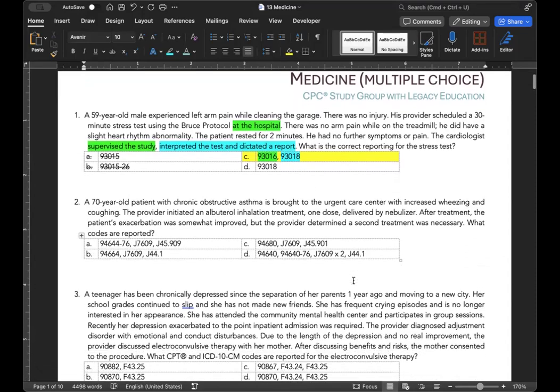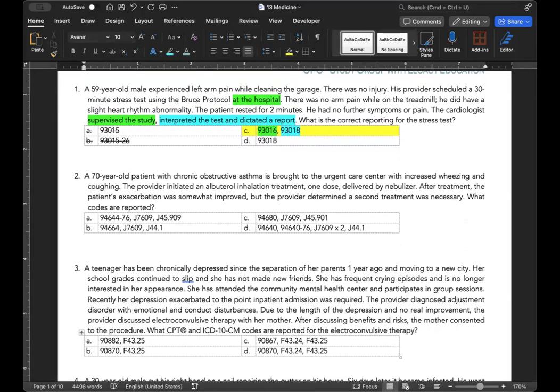Okay. Let's take a look at number 2. We have a 70-year-old patient with chronic obstructive asthma, and they're brought to the urgent care center with increased wheezing and coughing. The provider initiated an albuterol inhalation treatment, 1 dose delivered by nebulizer. After treatment, the patient's exacerbation has somewhat improved, but the provider determined that a second treatment was necessary. So they did a second treatment. So what codes are we going to report? Do you want to look at this from an ICD-10 standpoint, or from a CPT standpoint first to rule out?